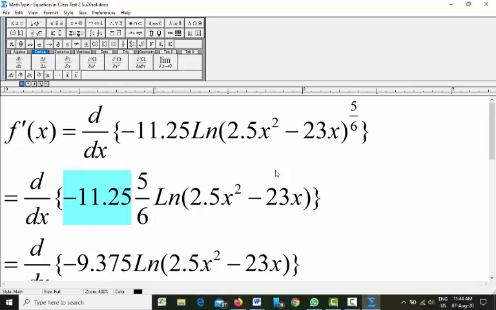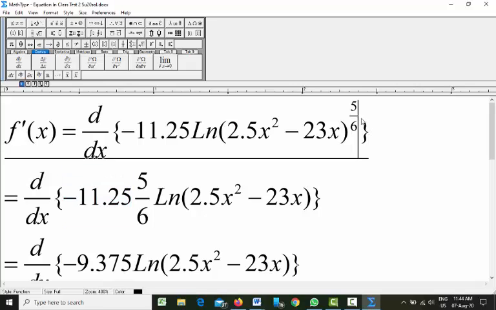We will not do differentiation first. We will first simplify. As we can see, we have a power in front of this ln. As I said before, ln is e base log. If you have a power in front of log, that power needs to move out and go behind log or ln. So this 5 by 6 should move behind ln, and we have already minus 11.25 there.